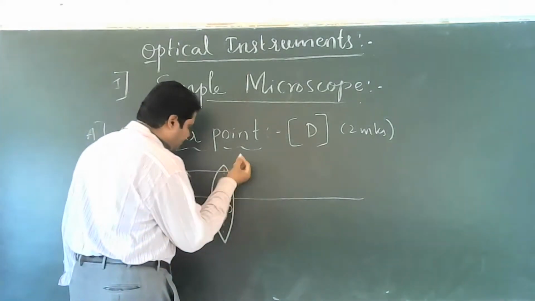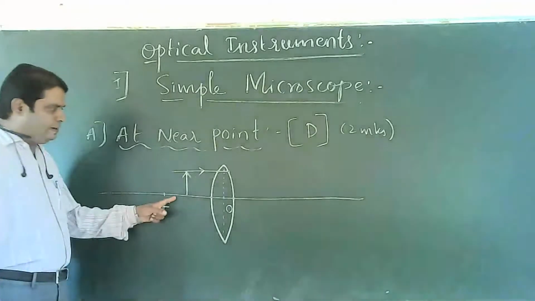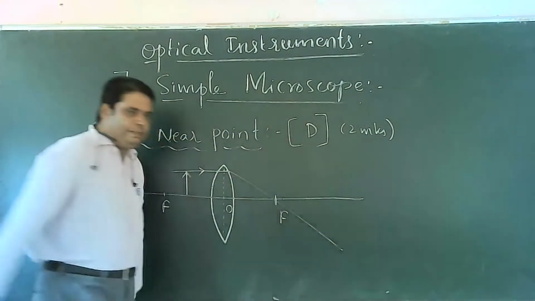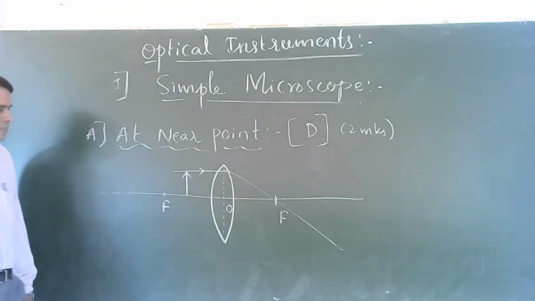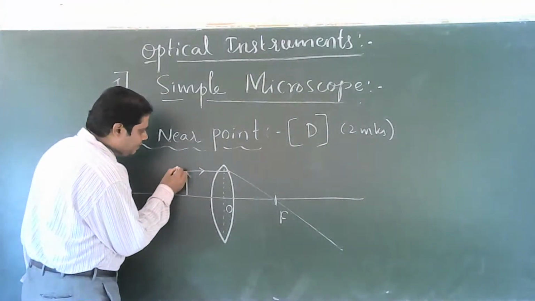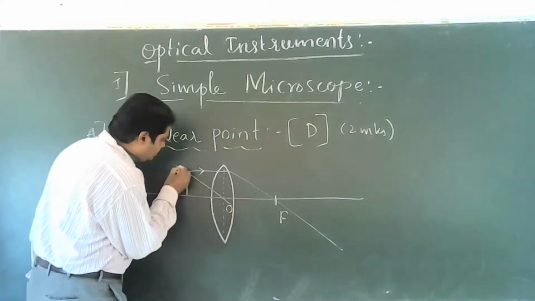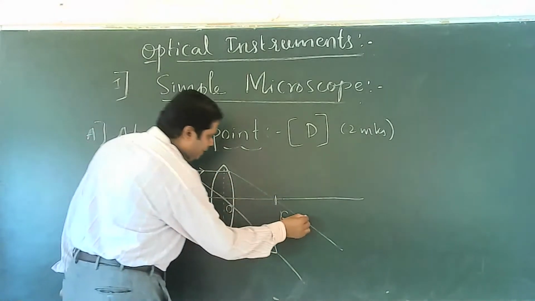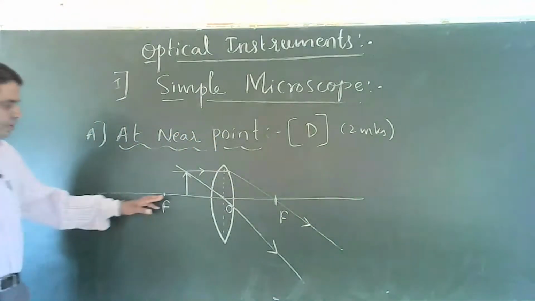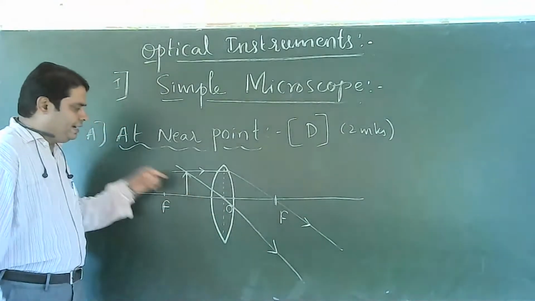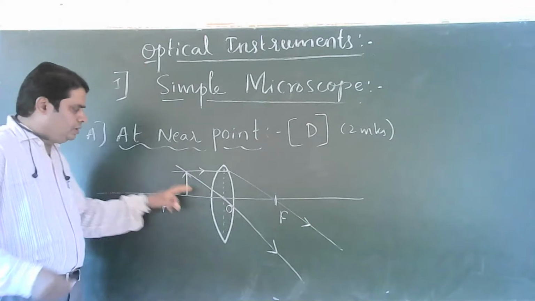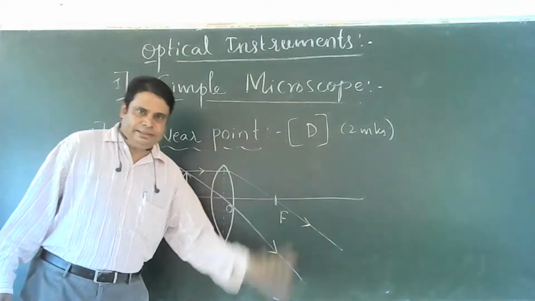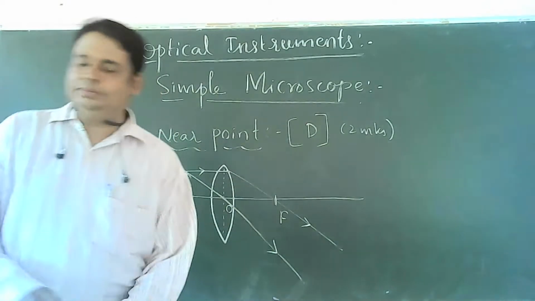Now, let us consider any two rays. First ray, I will consider a ray which is parallel to the principal axis. After refraction, it will pass through the second principal focus. A second ray which is incident on the optical center will travel without any deviation. It travels undeviated.